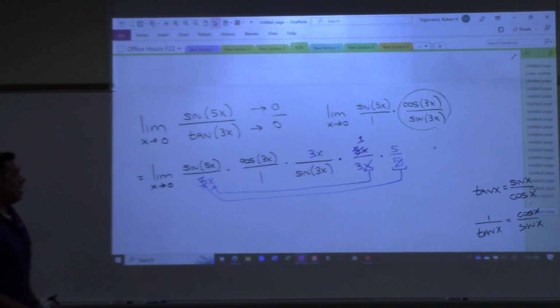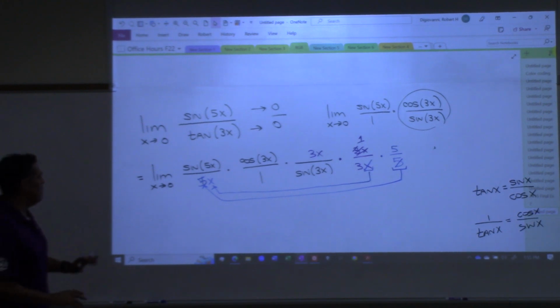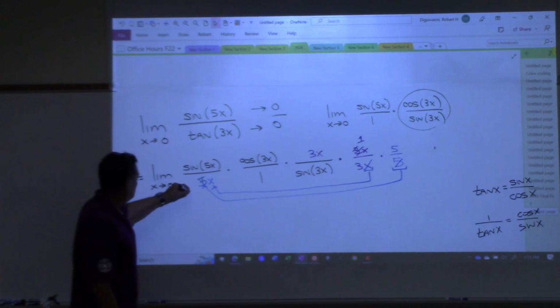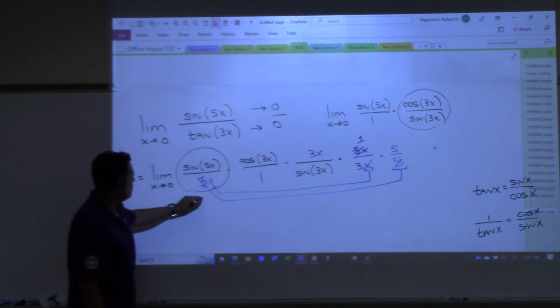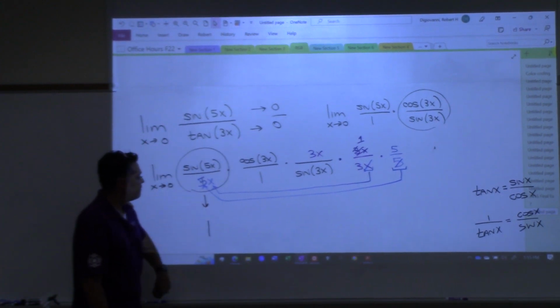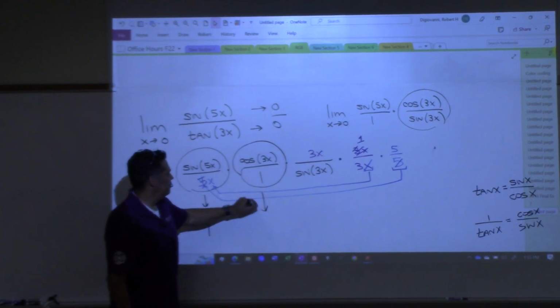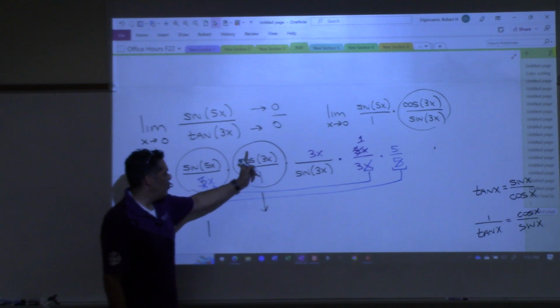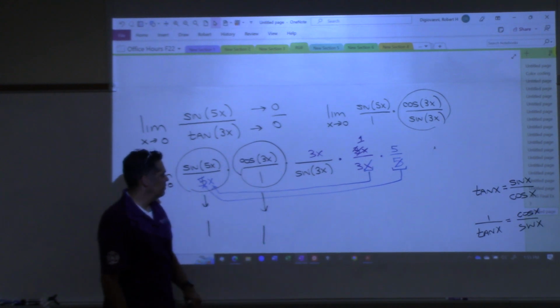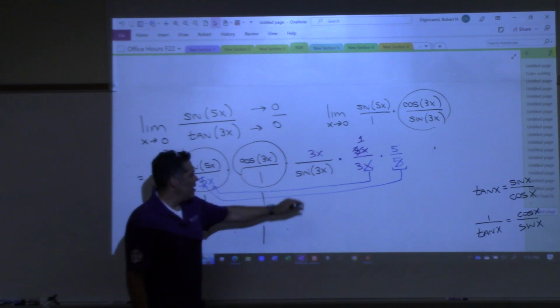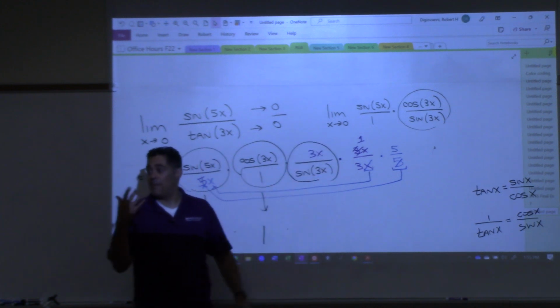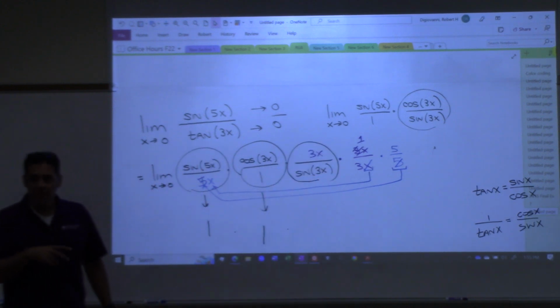All right, let's check everything. Let's see if we actually have good things happening. If I take the limit of this now, what does it go to? 1, right? Cosine of 0 is 1. 1 over 1 is 1. Times this one, which was my original bad thing that I fixed, that goes to 1.